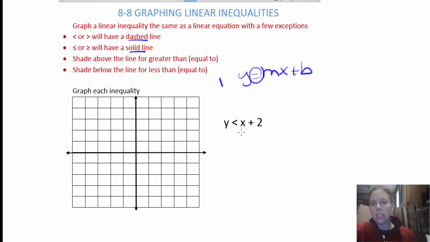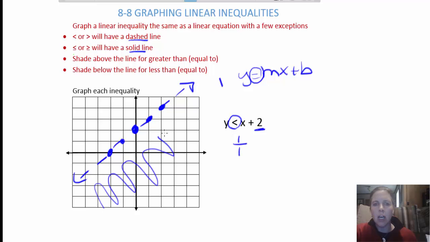So y is less than x plus 2. We don't have to solve for y, it's already in the right form. Our y-intercept is 2. Our slope is 1 over 1. It's positive, so up 1 over 1, up 1 over 1, the same as down 1 over 1, down 1 over 1. Now it is less than, it's not less than or equal to, so it does not include the line. That's why you have to make it dashed. And it says y is less than, so that means you're going to shade below.